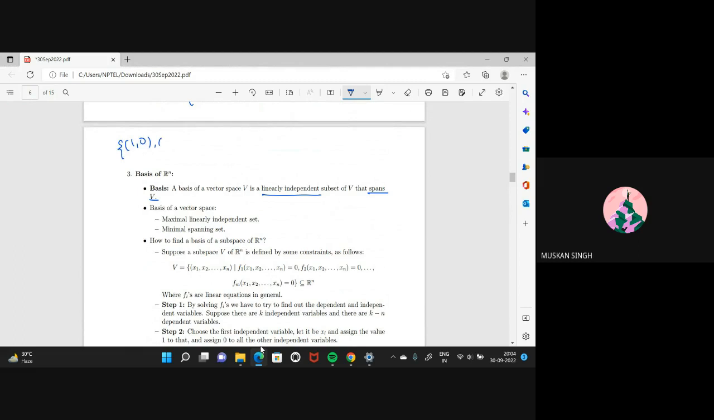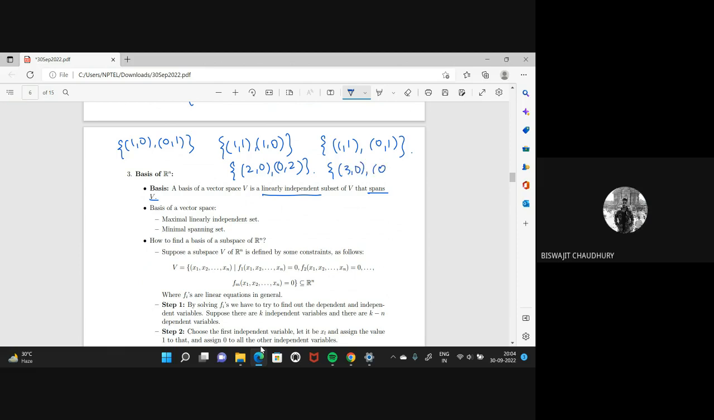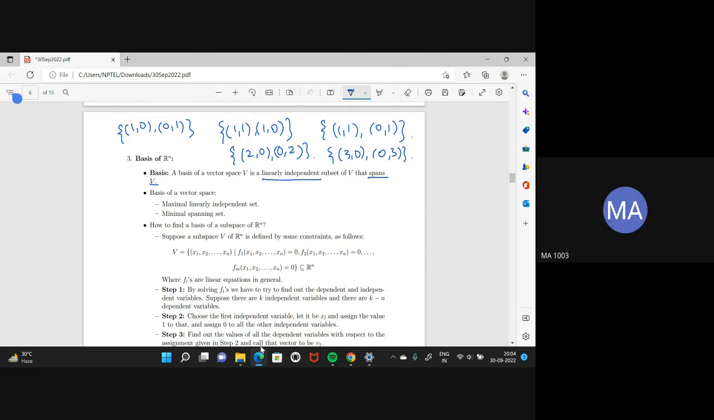Is this a basis for R2? Yes, ma'am. Is this also a basis, (2,0), (0,2)? Yes, ma'am. Why complicate so much? Infinitely many. (2,0), (0,2), is this a basis? Yes, ma'am. (3,0), (0,3)? Yes, ma'am. Infinitely many. So infinitely many bases are possible.